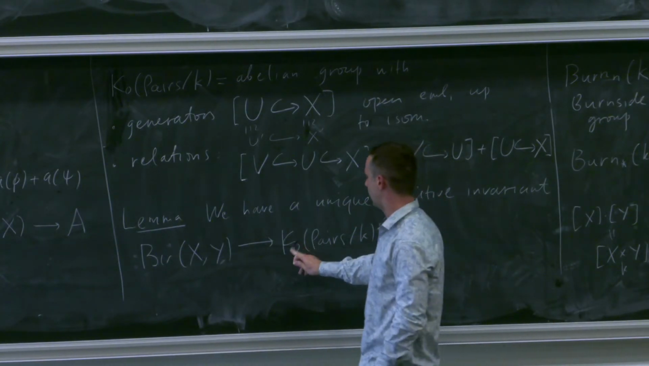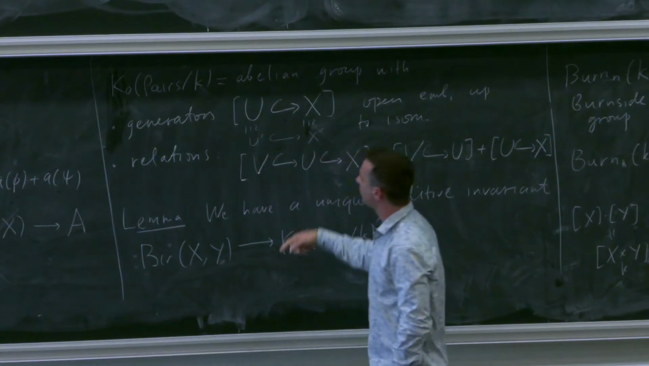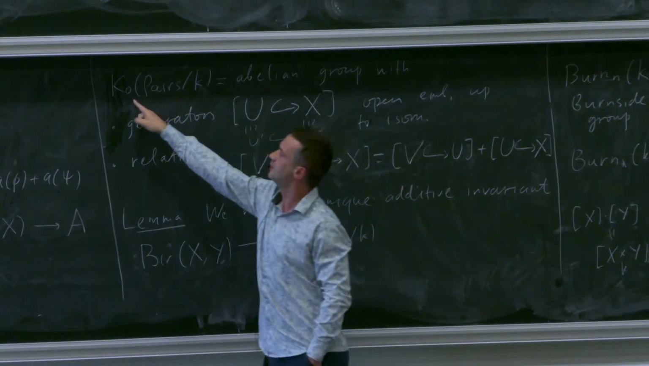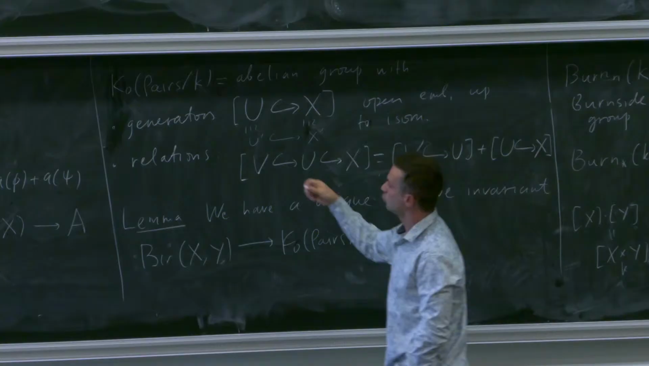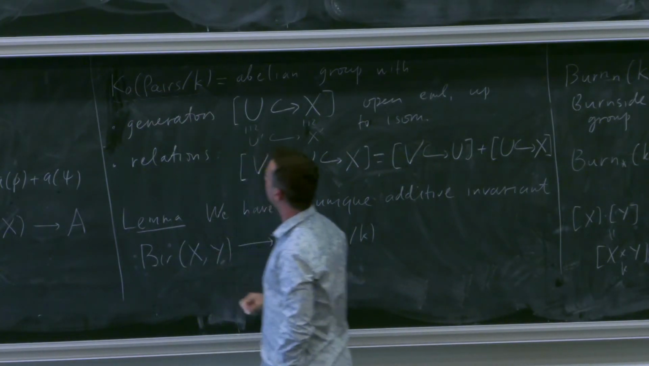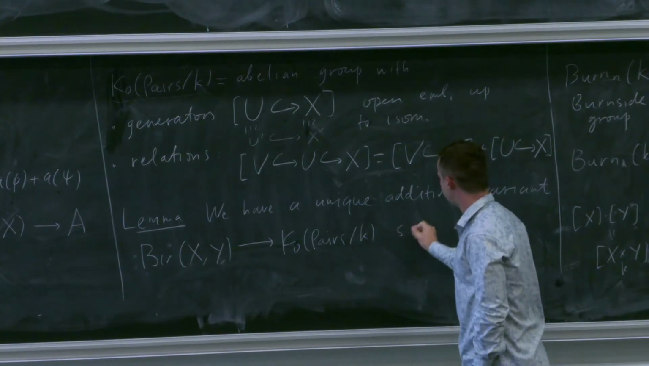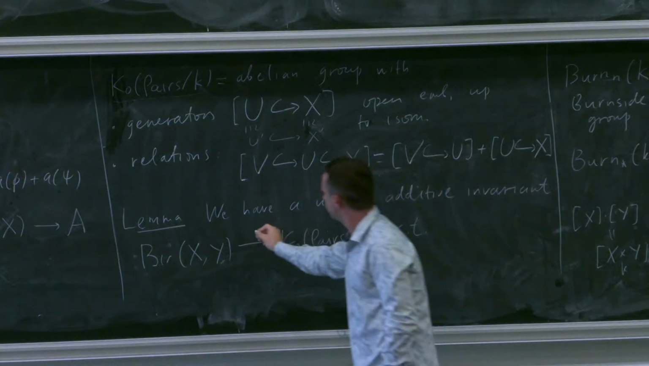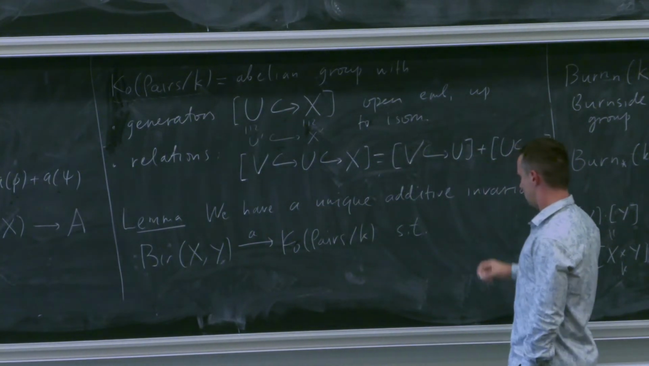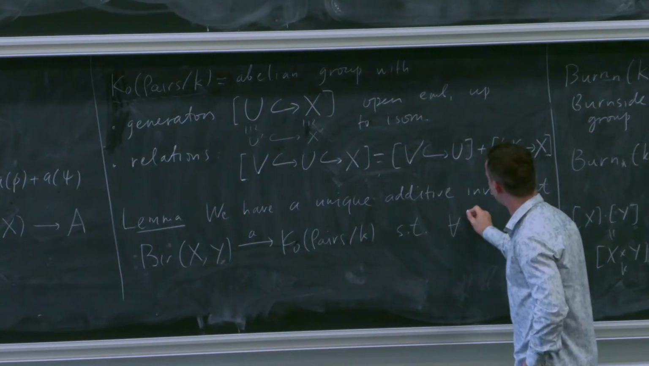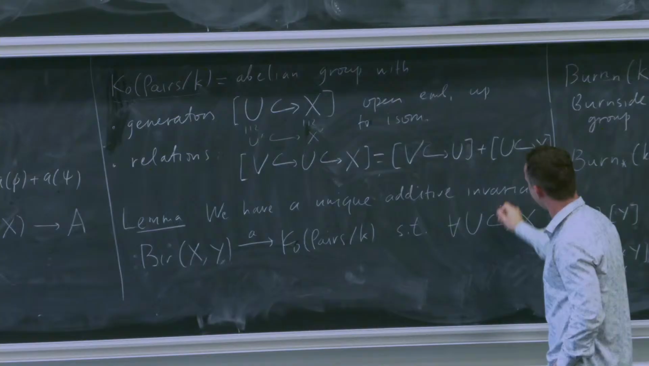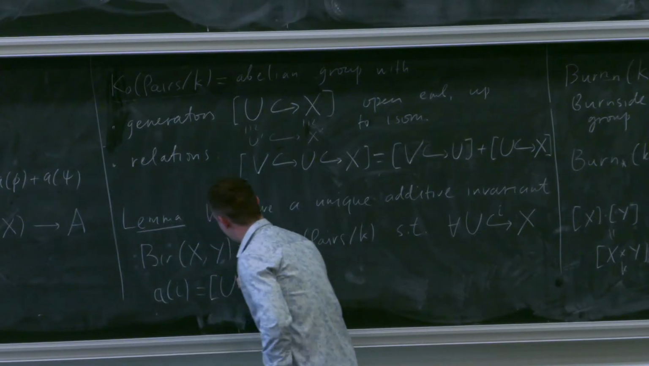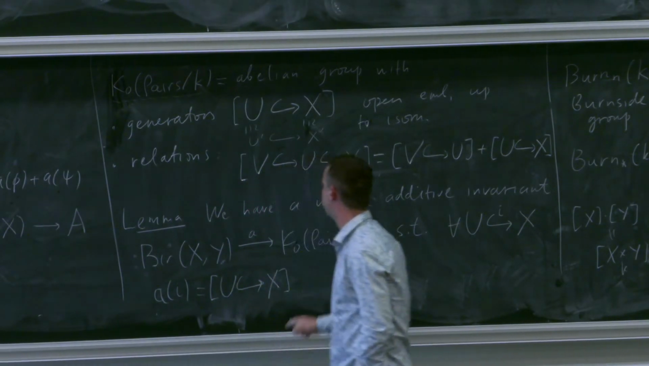So I'm going from birational maps from X to Y, and this K0 is this general kind of thing. As soon as you want to impose some kind of cut and paste relation like this, you call it K0 of some category. It should be considered just as one symbol, such that for every open embedding, I'm sending the open embedding onto the corresponding generator in the target.